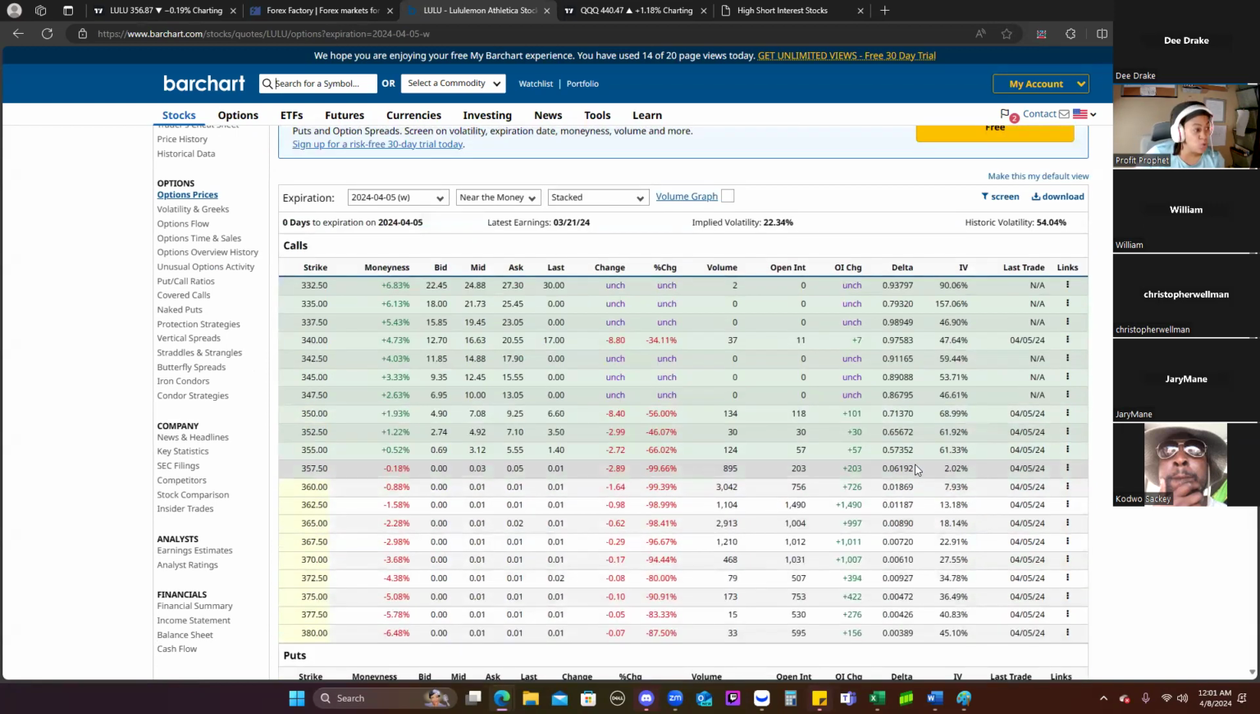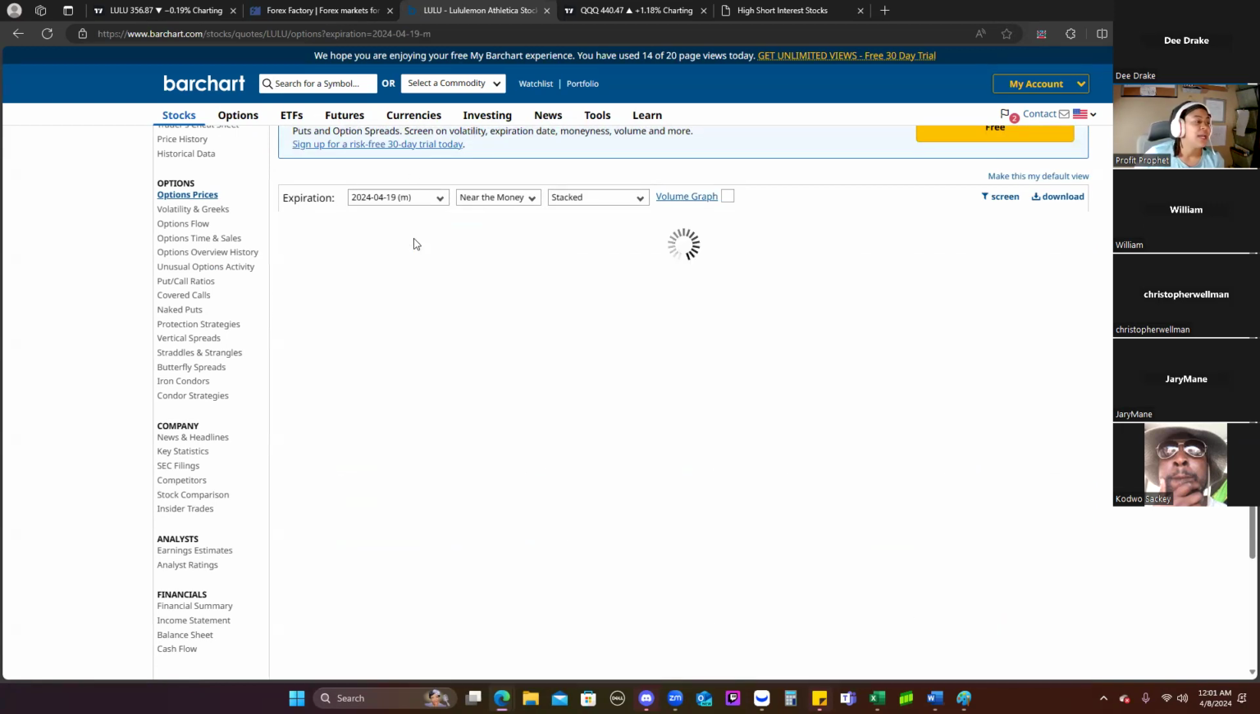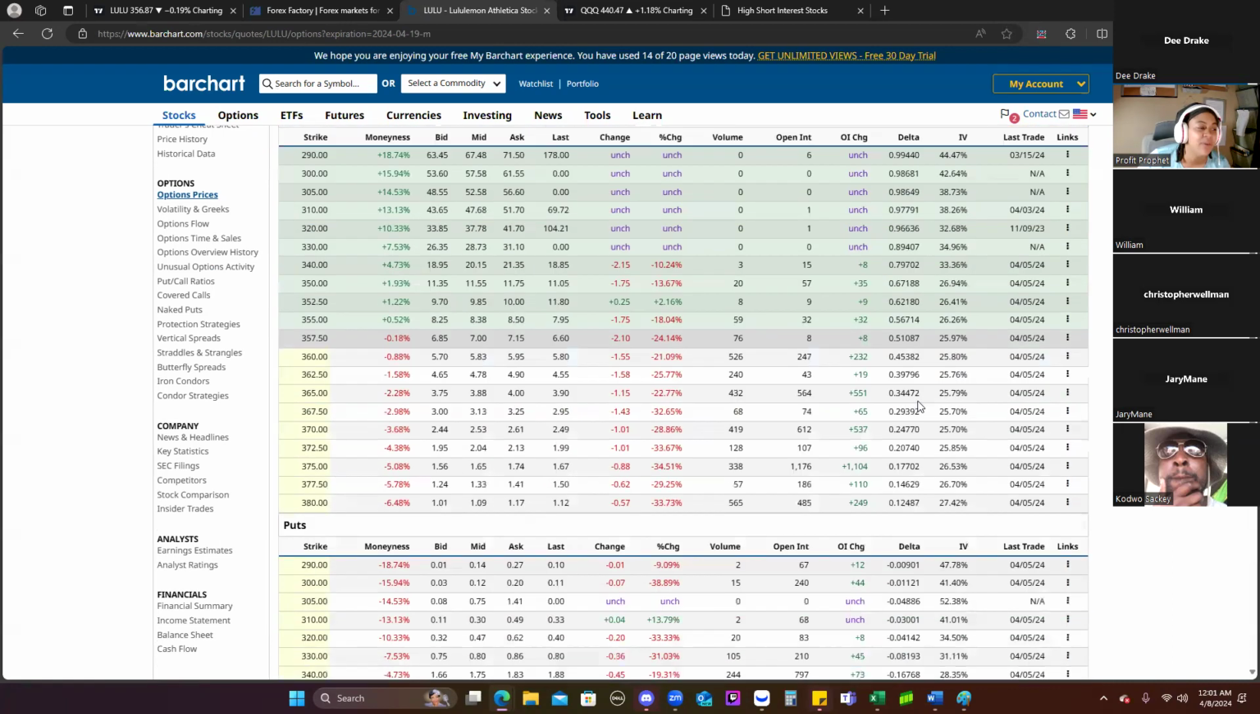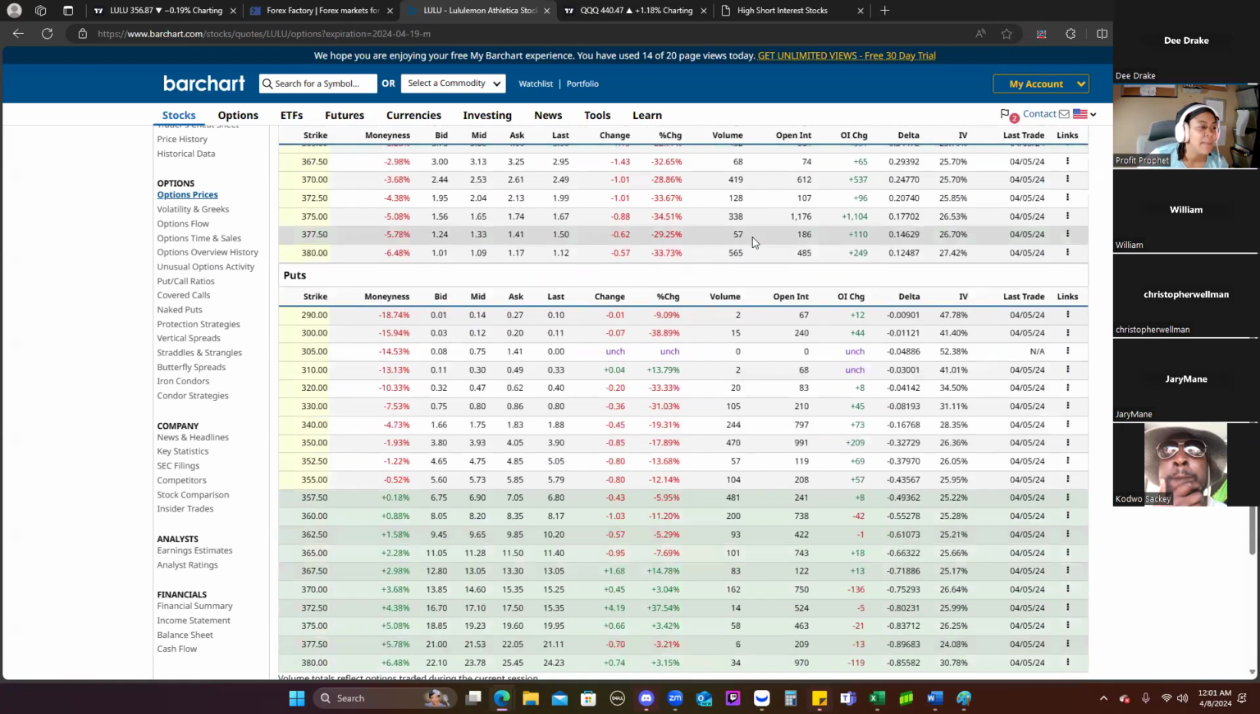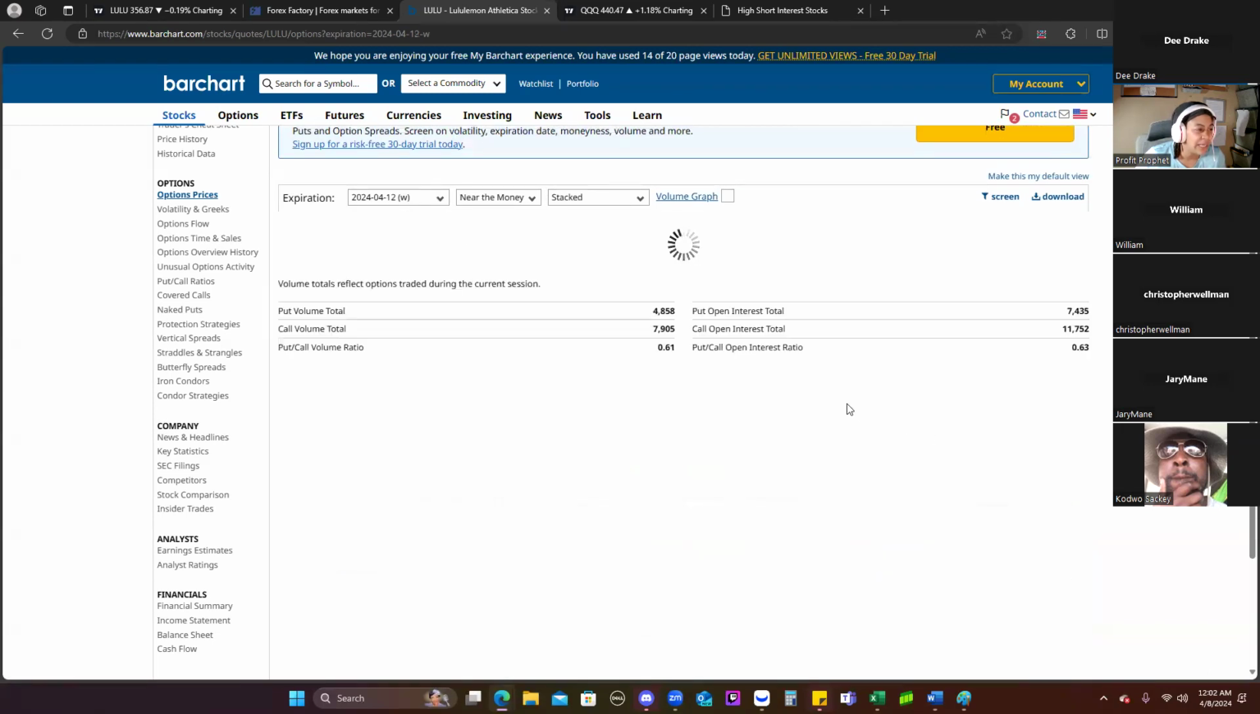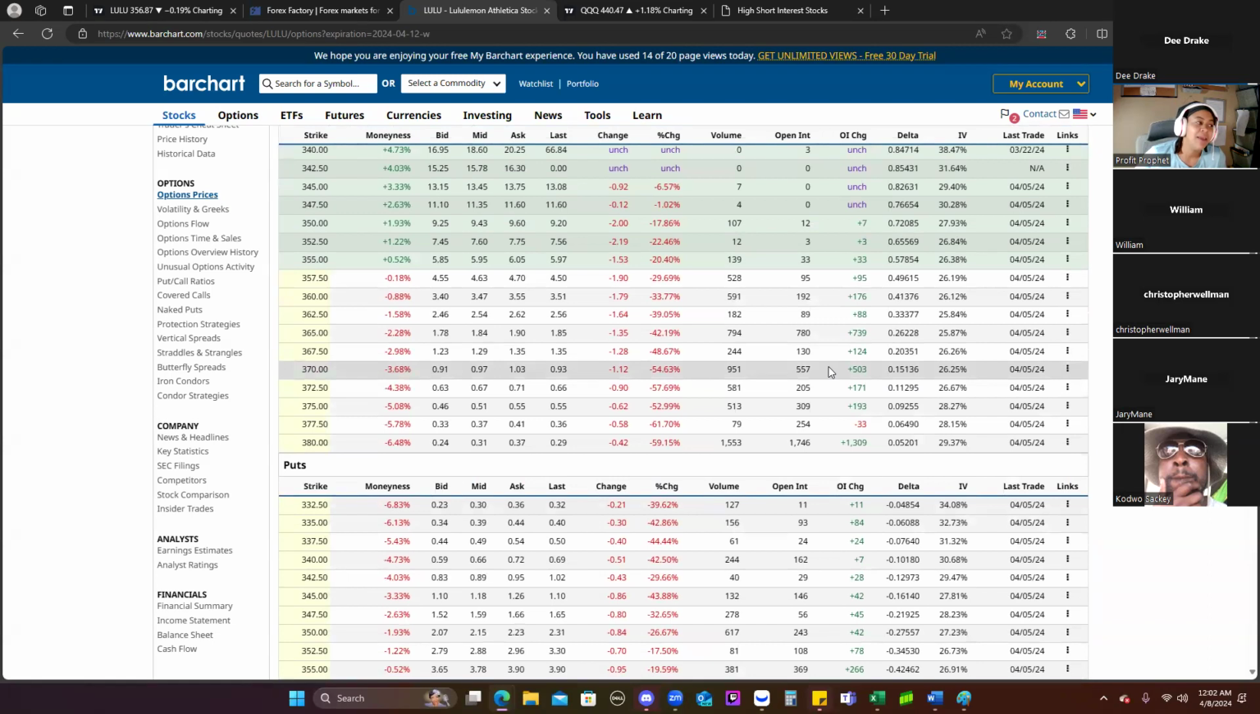Right. When Lulu moves, it moves. Not gonna deny that about it. But if we're looking at the monthly contract, I want to see where the volume's pouring in. Where's the open interest at? I'm not feeling any of these monthly contracts. Let's see if we got anything on the weekly. Like, it's looking mad light.